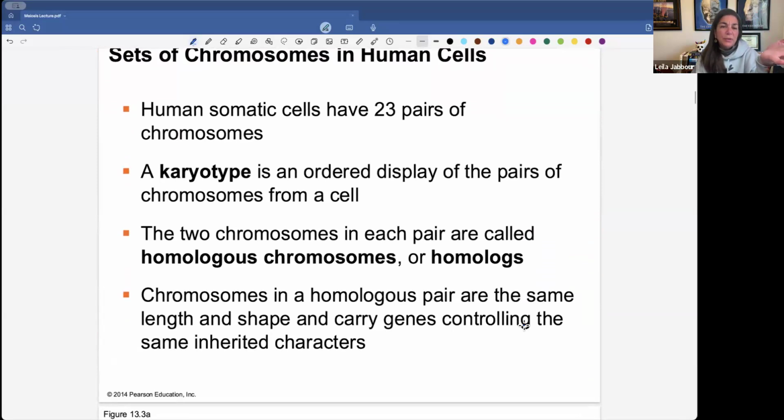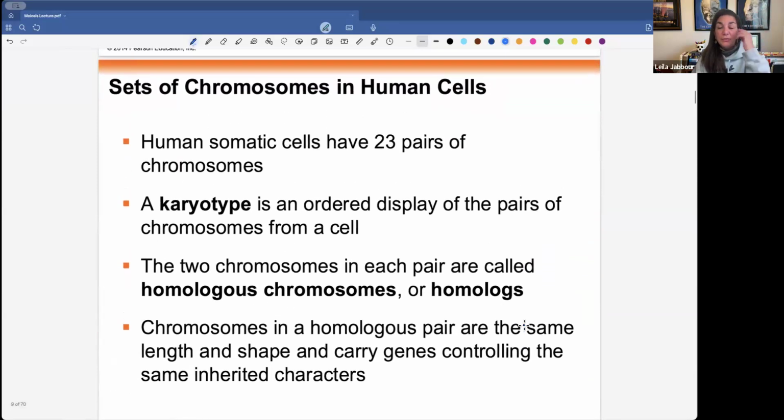This is also something I already said. Human somatic cells have 23 pairs of chromosomes, and that's why somatic cells are diploid. So I'm just reminding you of that. This is what this means, pairs. So we write the number 2 here to represent that these are coming in pairs. Okay, so all these cells are diploid cells.